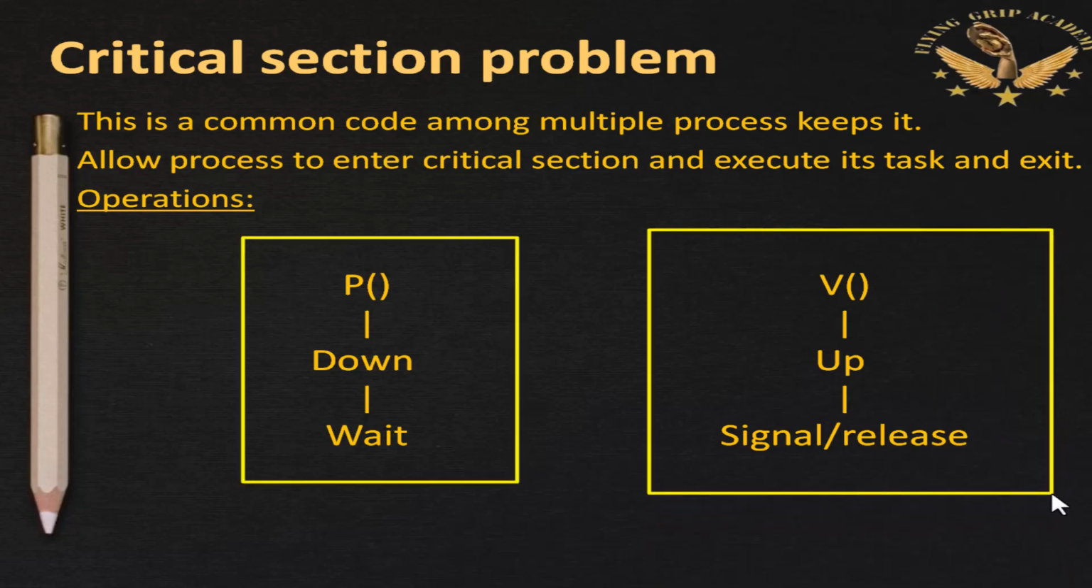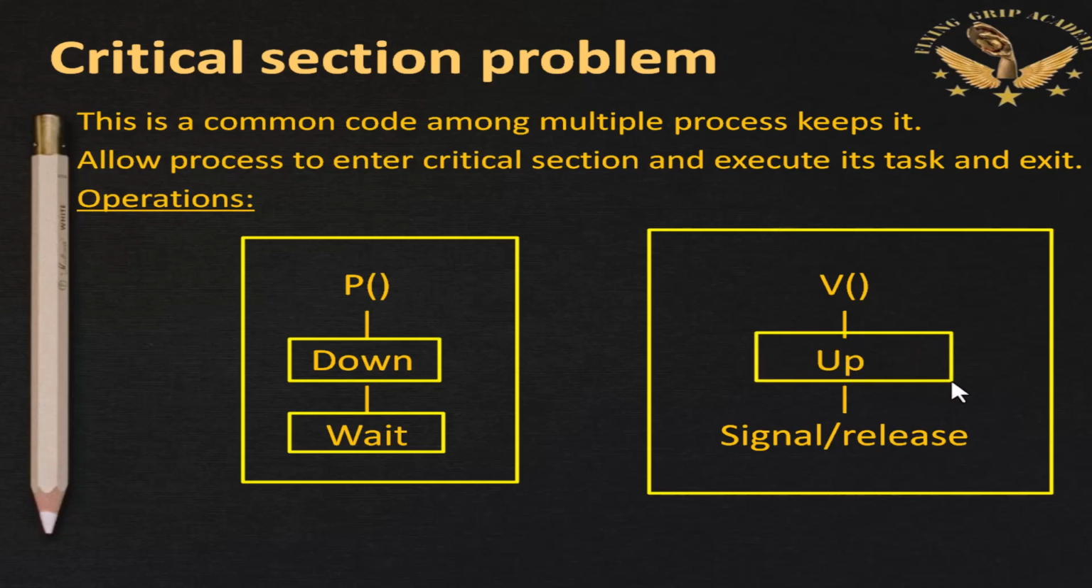Here P stands for down or wait. Whenever the P operation is invoked, the value will be decremented and the process goes to the wait state. Whenever the V operation is invoked, it goes to the up state and the value will be incremented. This is called signal or release.